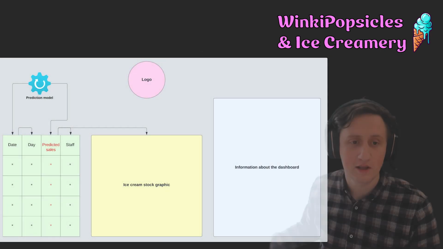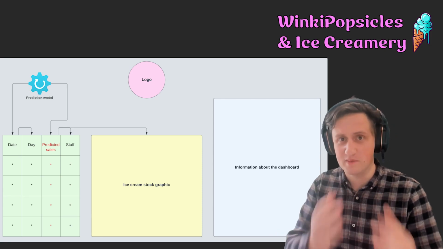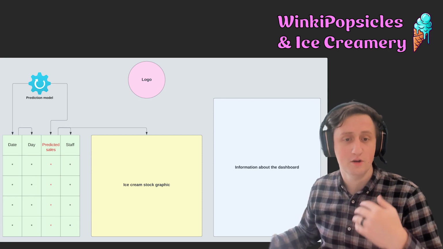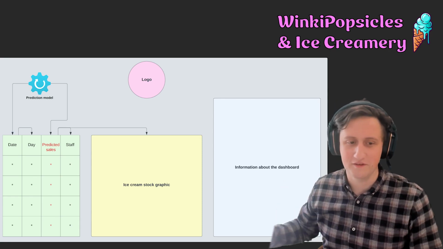Hey folks, part 3 of our ice cream prediction model. If we remember back to part 1, we built out our plan for our dashboard and how we would like that to look. In part 2, we built our prediction model and had a look at a little oversight of how that process works. So we're now ready to build our dashboard. This is the fun part.